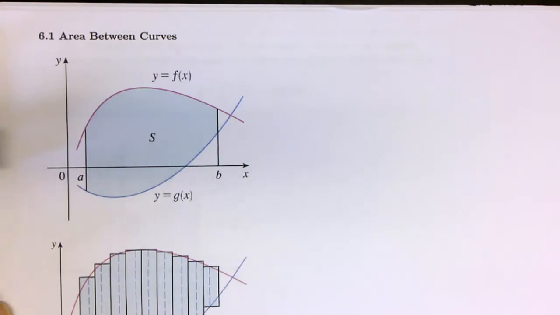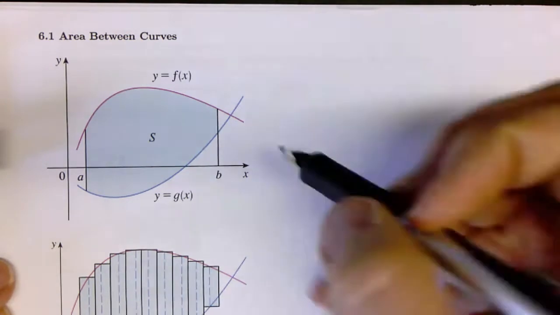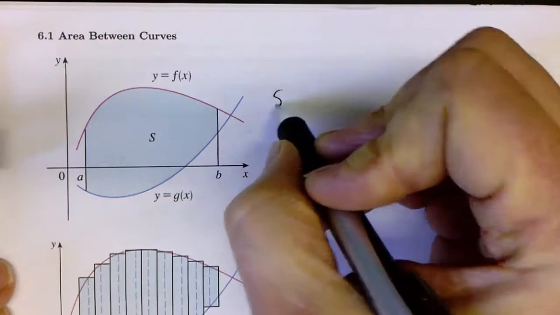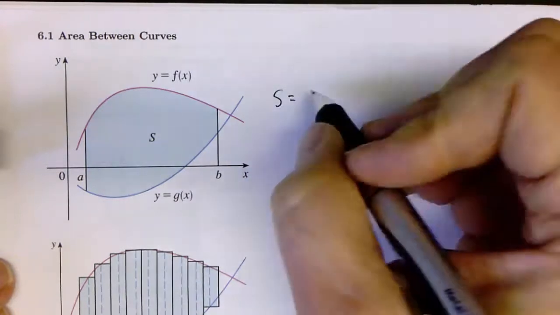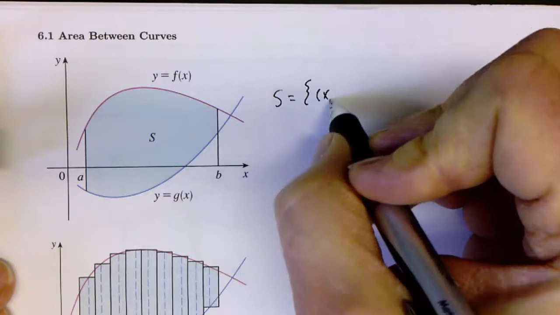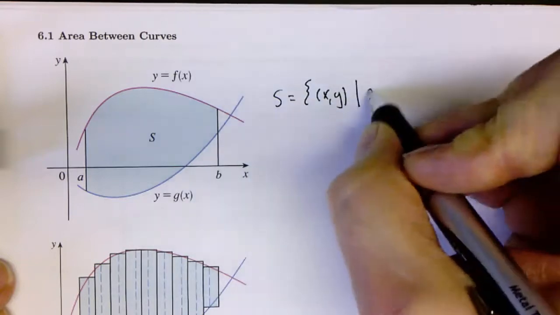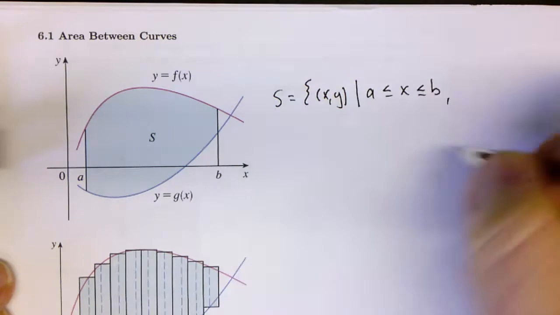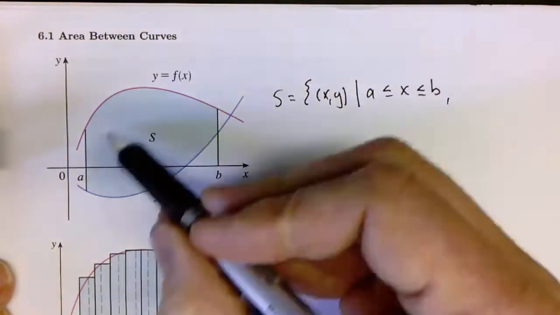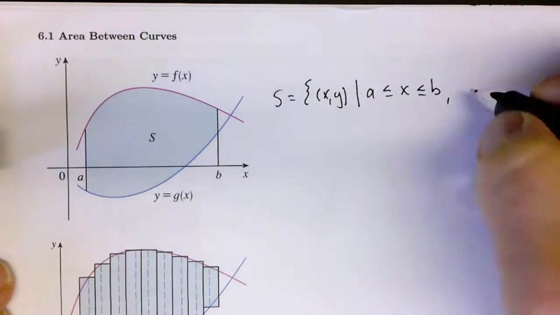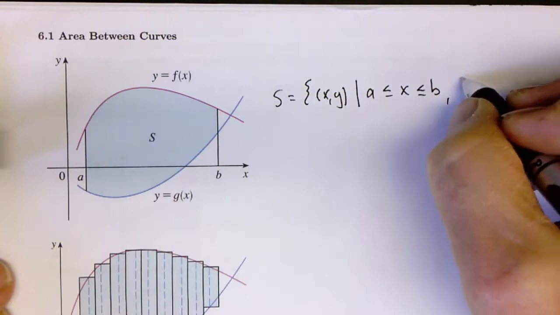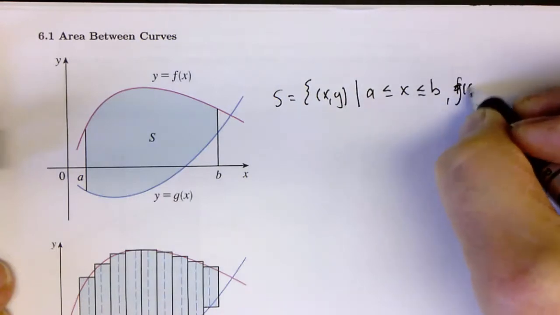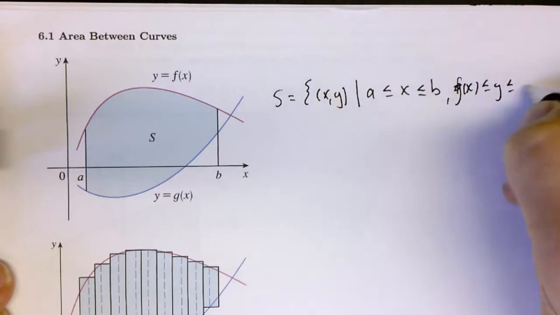two functions of y. The region here, S, we could describe using set notation as all the points x, y, where x lies between the two numbers a and b, and the y values lie between two curves which are functions of x. All right, so g of x is on the bottom, that's less than or equal to y is less than or equal to f of x.